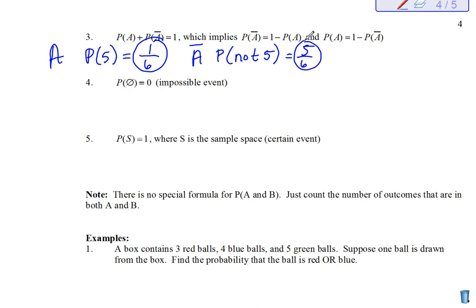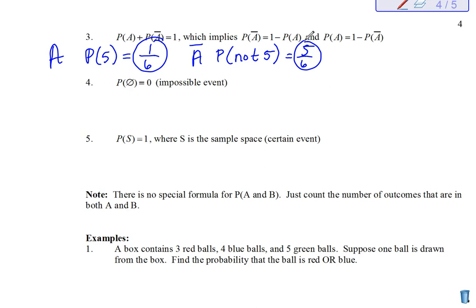The last two make a lot of sense. If you have the probability of the empty set, that's an impossible event. The probability is 0. The probability of a certain event, number 5, is always going to be equal to 1. Note there is no special formula for A and B. There is just that special formula for A or B. So just make sure you note that and look at that as you're doing your homework.